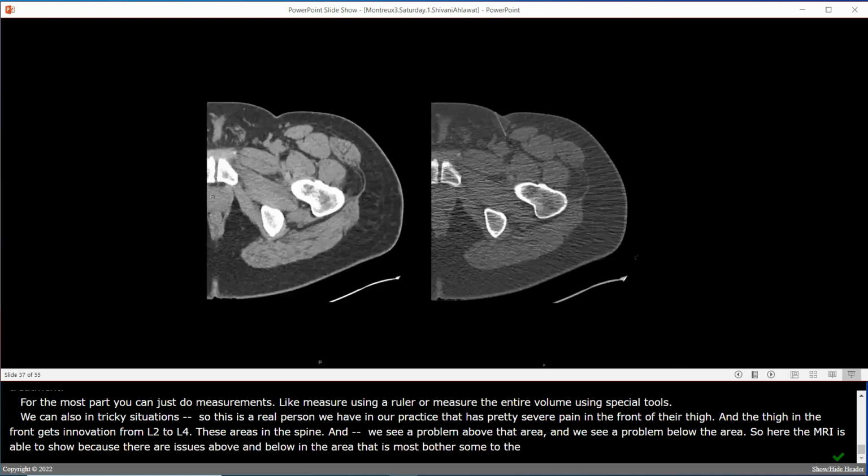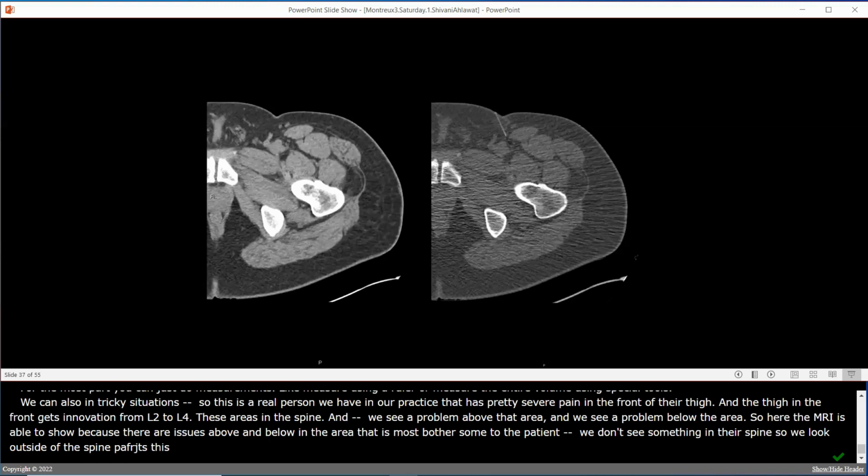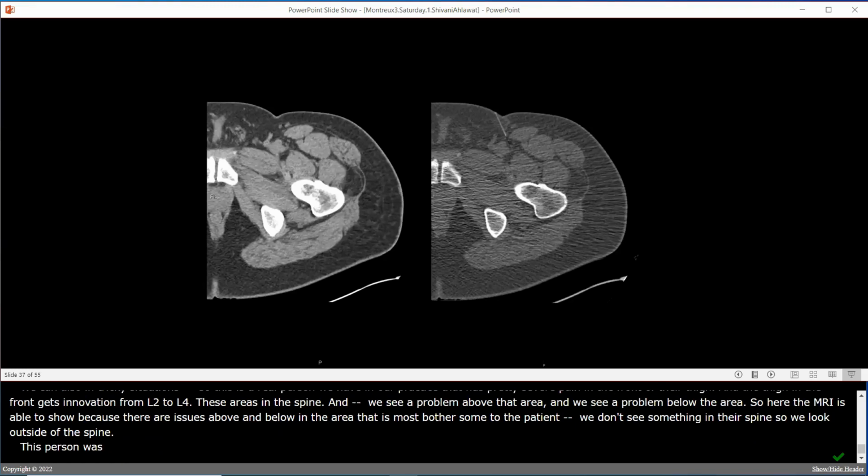So we look outside the spine. And this person was able to have a CT-guided needle block. So they had an anesthetist inject the nerve that was bothering them. So we can use imaging to guide for injections and for biopsies.